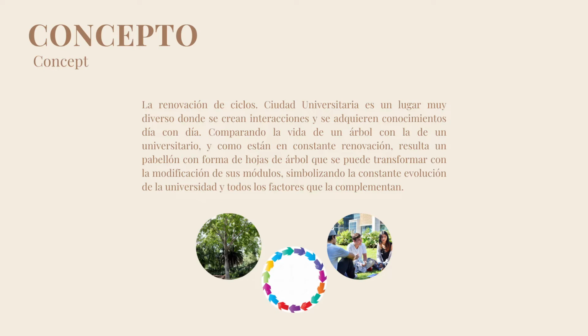First of all, we're going to start with the concept. The concept is about the renewal of cycles, where it compares the life of a tree with the life of a university student, and how it is in constant renewal or evolution, resulting in a modular pavilion in the shape of leaves that can be adapted to different shapes.